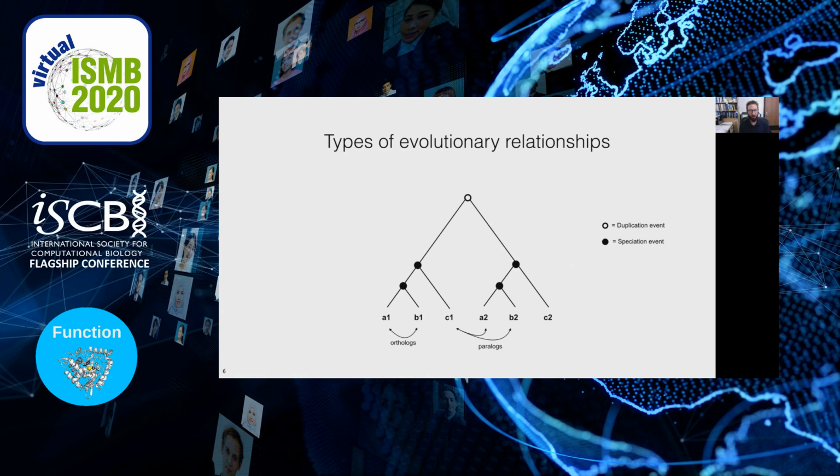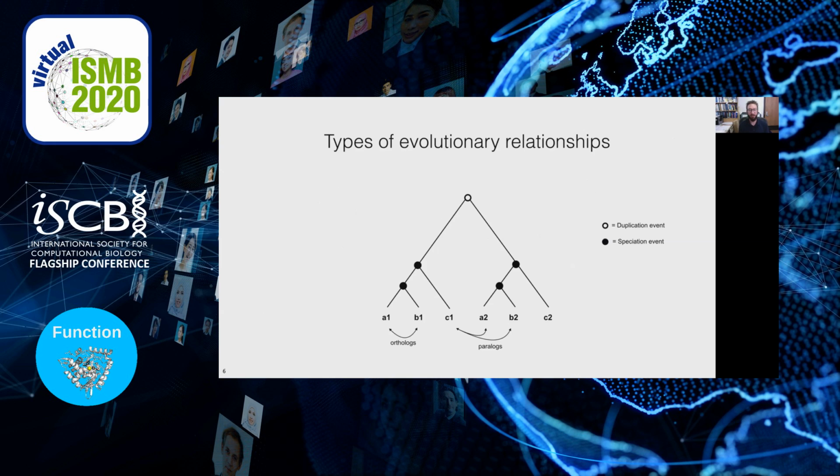In this tree, there are 3 species, A, B, and C. Some of the species have multiple copies of different genes. Orthologs are related by speciation events. In this example, A1 and B1 are orthologous genes because their most recent common ancestor is a speciation event. The same is true of A1, B1, and C1.